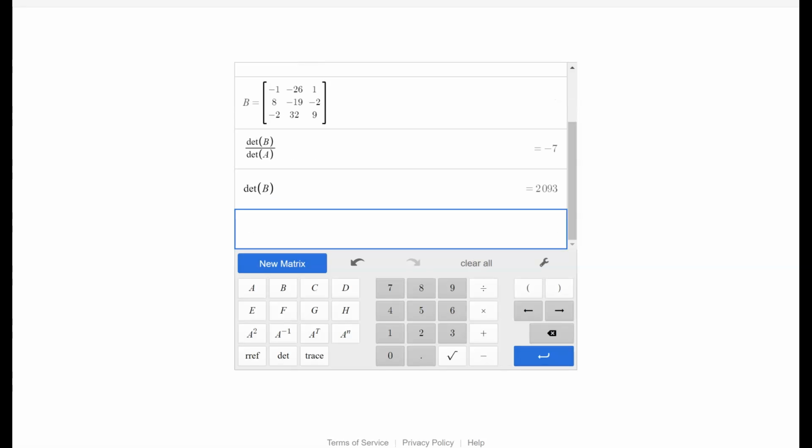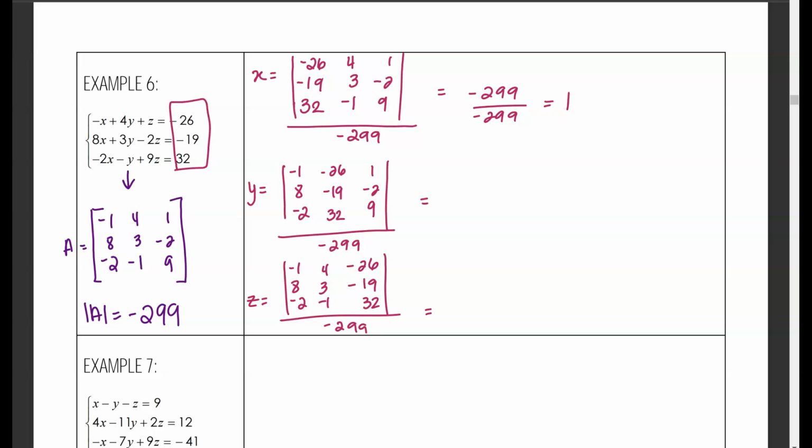Okay. So determinant of B divided by determinant of A is actually going to be equal to negative 7. But determinant of B alone is 2093. So let's write that down. 2093 divided by negative 299, which is going to equal negative 7.